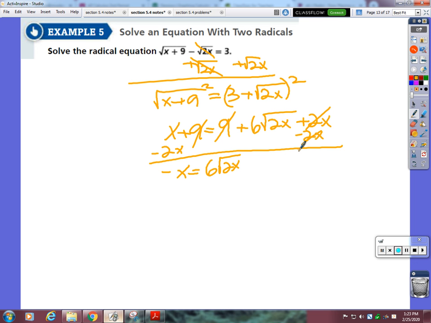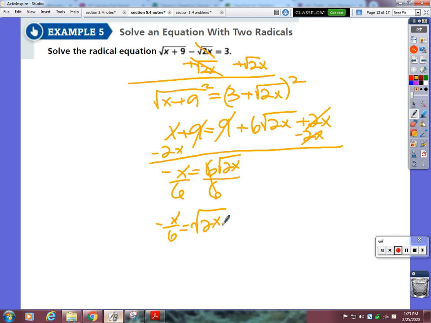So negative x equals 6 times the square root of 2x. I could square both sides right now, but I sort of have told you guys to get the square root all by itself first. So what do I do? Okay, good. So I'll divide both sides by 6, and those will cancel. So I get negative x over 6 equals the square root of 2x.